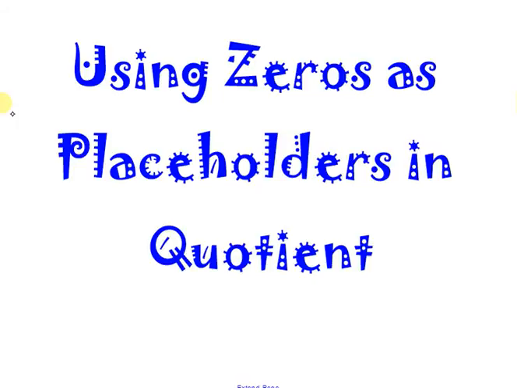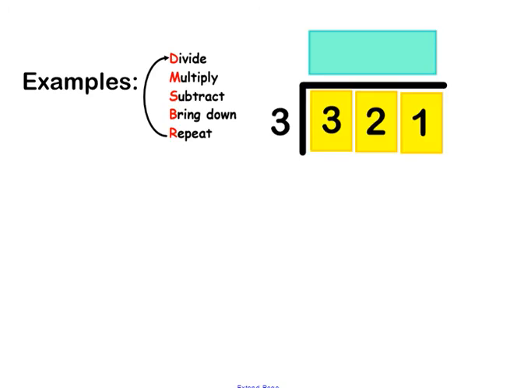All right, using zeros as placeholders in a quotient. This is very important. This is a place where many people get tripped up in terms of division. So watch carefully.